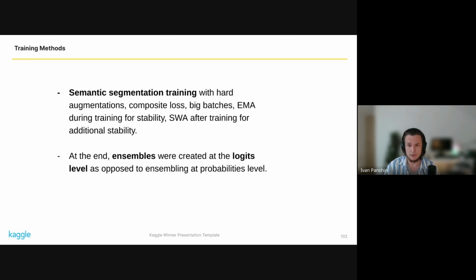Finally, my ensembles were created at the logits level, as opposed to ensembling at probabilities level. Theoretically, this is questionable, simply because your models might learn to make predictions of different scales. So it might be the case if you have very different models, like, for example, convolution-based, maybe transformer-based. It could also be the case if you have very different losses. But in my experience in semantic segmentation, just ensembling on logits level pretty much always works the best, at least for strong models.